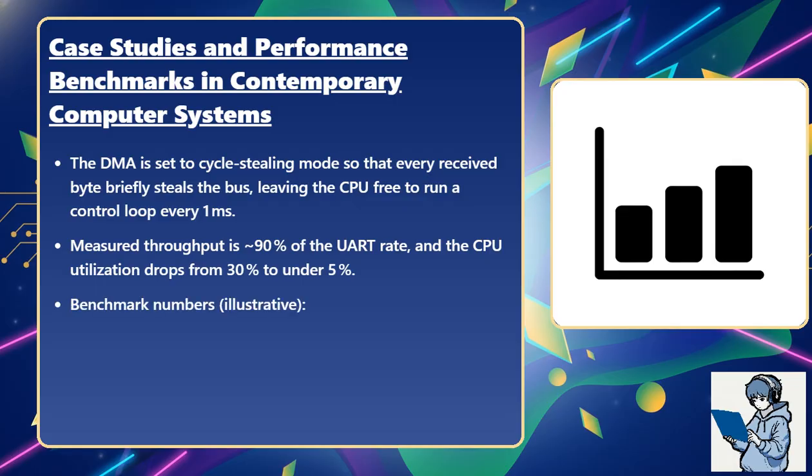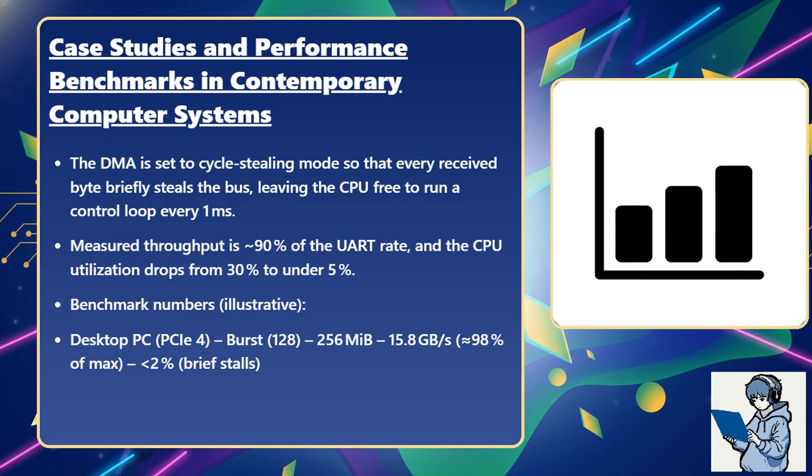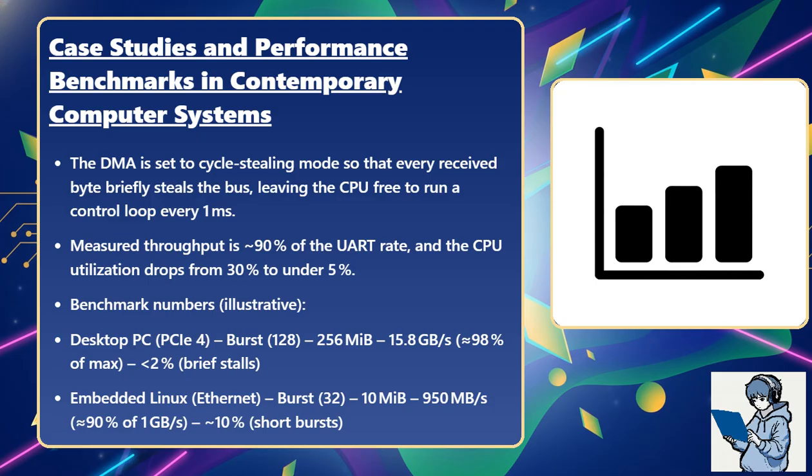Benchmark numbers, illustrative. Desktop PC, PCIe 4, burst mode 128, transfer size 256 megabytes, observed throughput 15.8 gigabytes per second, about 98% of maximum, CPU load less than 2%, brief stalls. Embedded Linux, Ethernet, burst mode 32, transfer size 10 megabytes, observed throughput 950 megabytes per second, about 90% of 1 gigabyte per second, CPU load around 10%, short bursts.